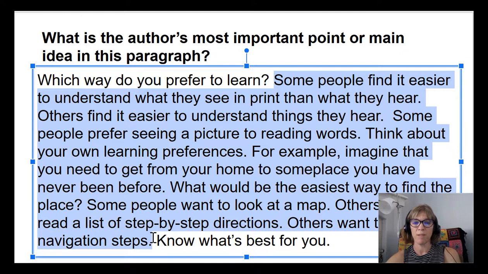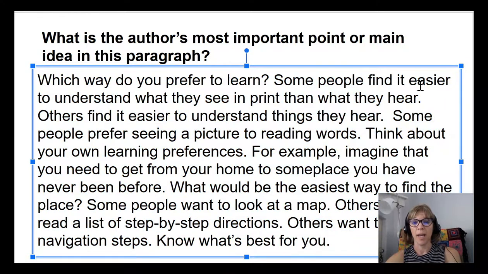It's giving very specific information about how people like to learn. They like to see things, or they like to hear, or they like to see big pictures, or they like reading words. And then here's an example of why it's important to know how you learn, because what happens if you need to go somewhere? How are you going to get there? What's the best way for you?